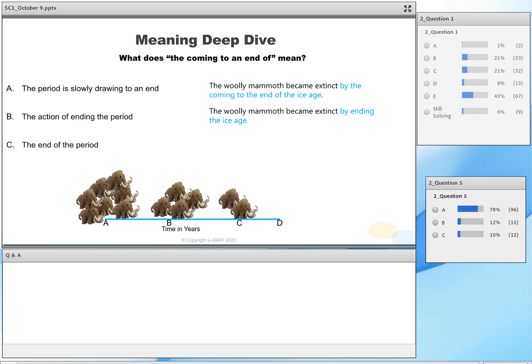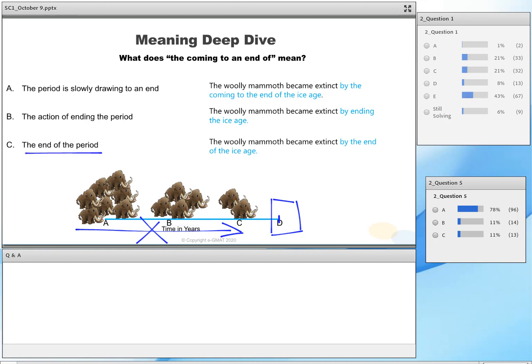Choice C, the end of the period. This is the phrase that we see in one of the answer choices as well, and in one of the most popular answer choices, which is choice E, right? So what does this phrase mean in the context of this sentence? The woolly mammoth became extinct by the end of the ice age. That means there were the same number of woolly mammoths in time A, time B, time C, but in time D, they just vanished completely. So we are only talking about point D over here. There is no sense of that gradual winding up of this time period. That information is not covered in the expression, the end of the period.